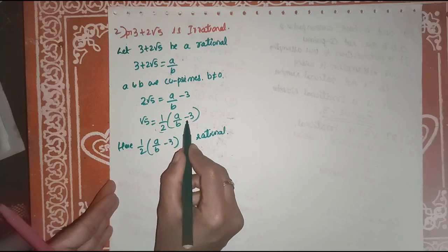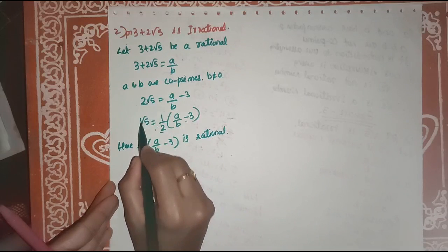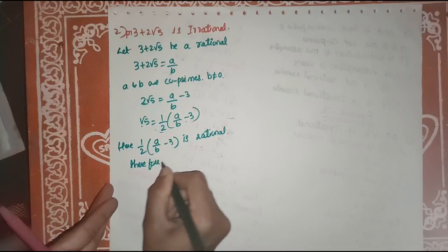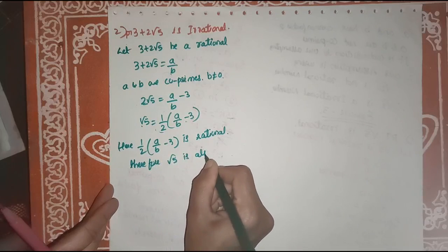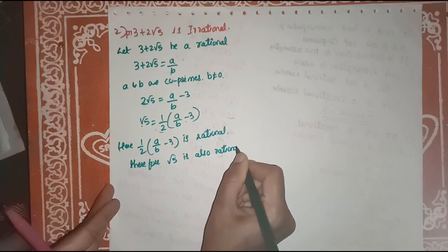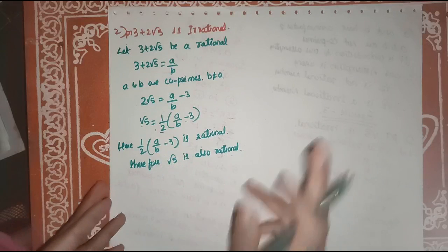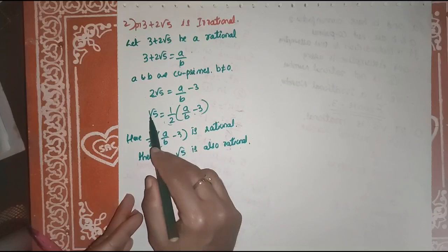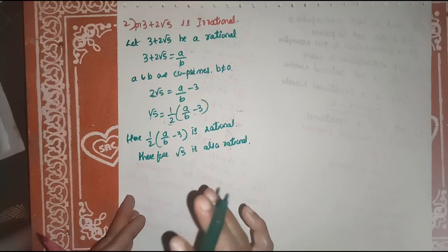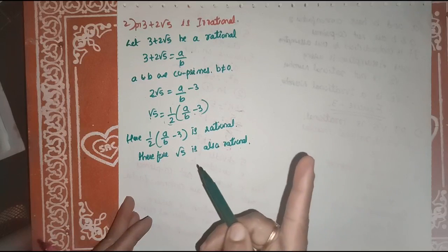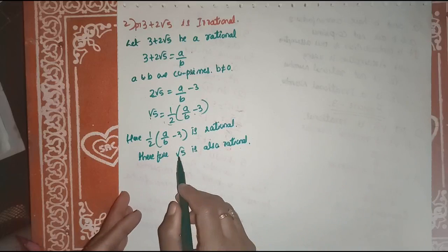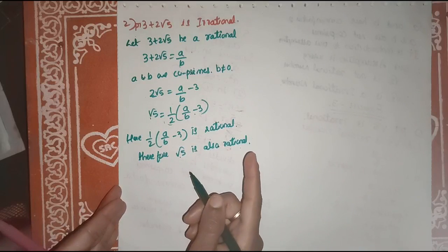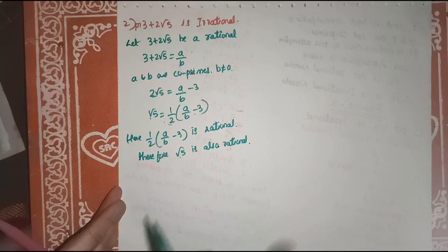It is rational, which means it is equal to root 5. Therefore root 5 is also rational. But in the last section we proved that root 5 is irrational. So this is a contradiction, because the fact is that root 5 is irrational.